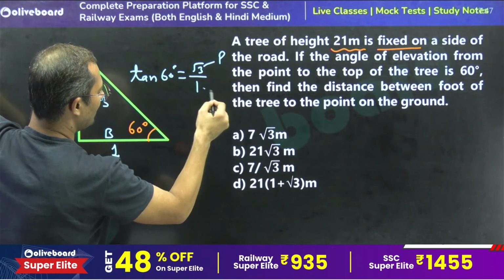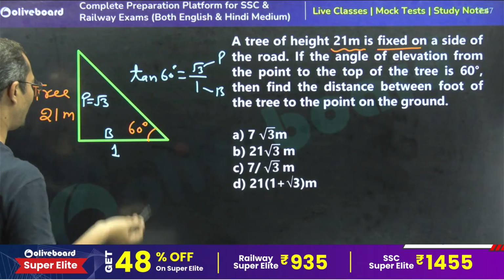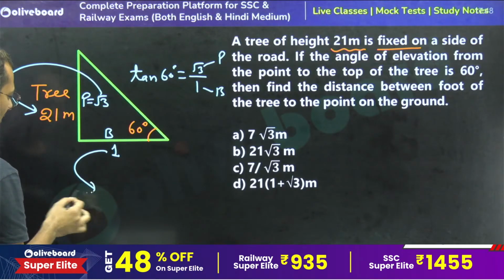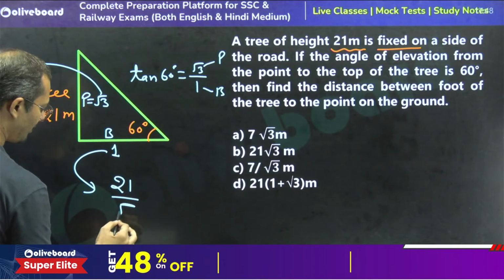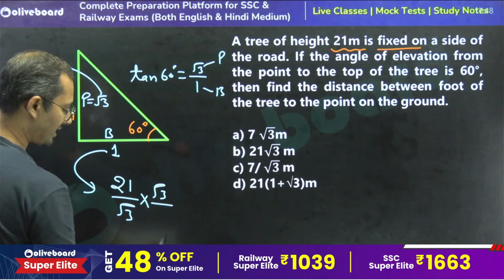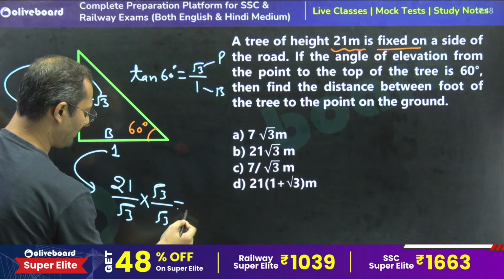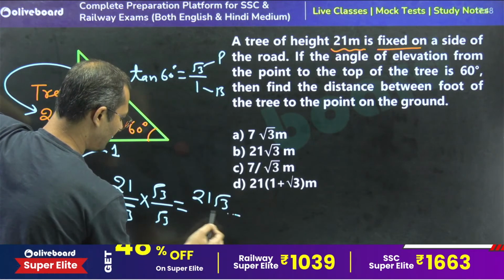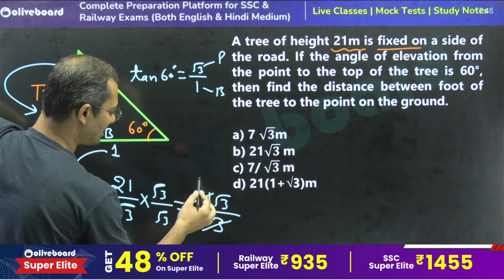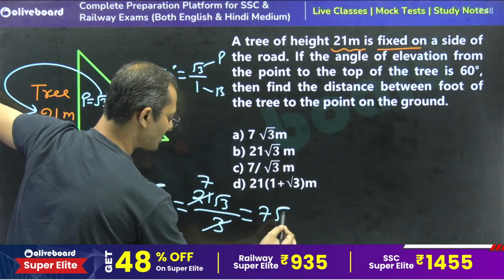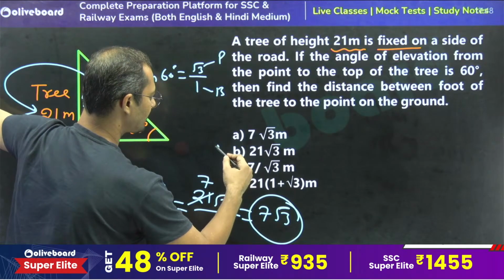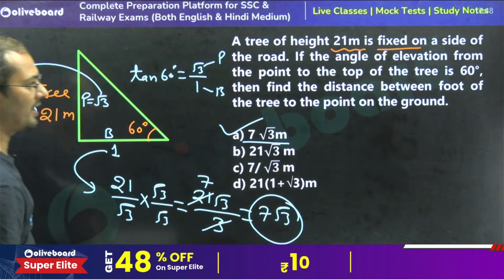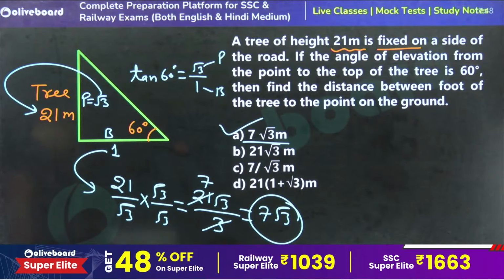So this is perpendicular, this is base, right? So we know that √3 is equal to 21. So what is the value of 1 unit? 21 divided by √3. Just multiplying by root 3 in numerator and denominator, we will get 21 root 3 divided by 3. So by 3 this will become 7 root 3. So 7 root 3 is the right answer, right? So A part is the right answer. Yes, A part is the right answer.